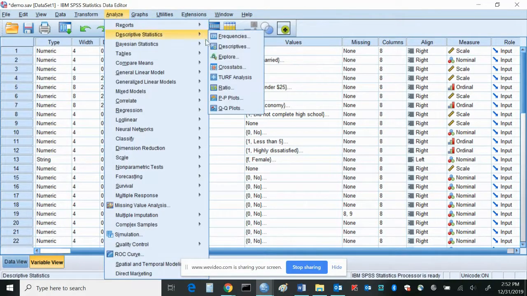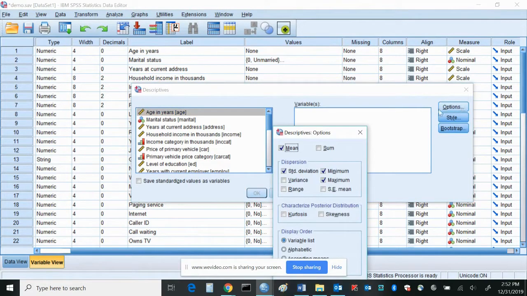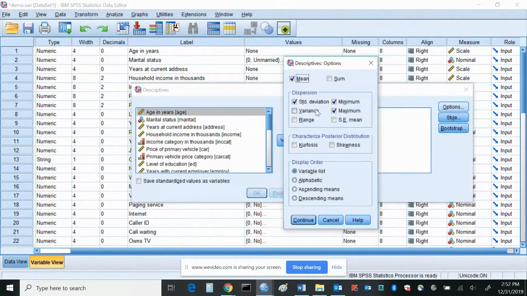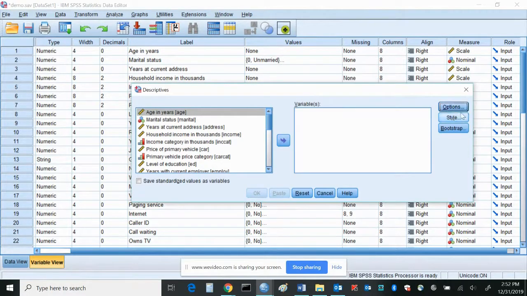I do want to point out that under descriptive statistics, you do have two areas. There are frequencies and there are descriptives. The descriptives have the option to do standard deviation, which is an important measure of variability, and variance, but it doesn't do the interquartile range, and it doesn't do something else, which you'll see in a minute. So I'm not going to use this one.